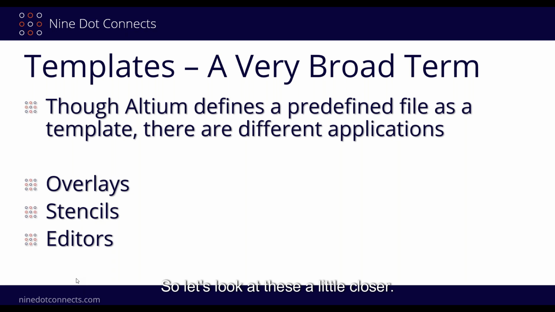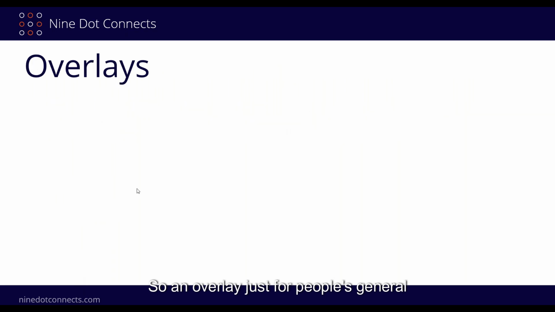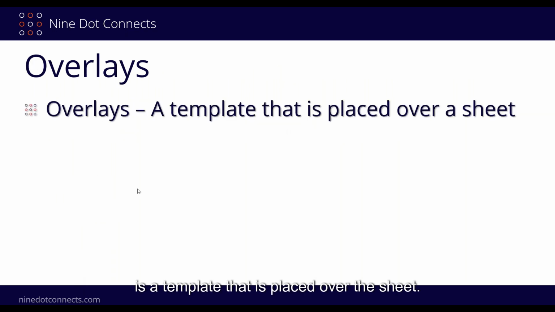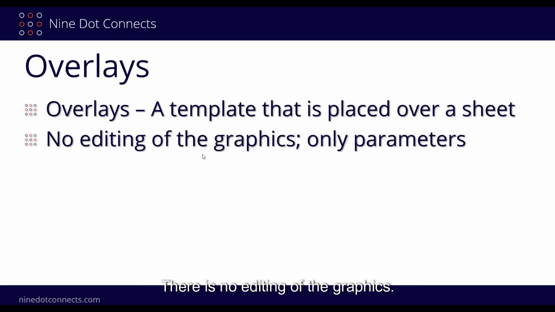So let's look at these a little closer. An overlay, just for people's general knowledge, is a template that is placed over the sheet. So an SCH.dot file is an example of that. There is no editing of the graphics. So once you place it on the sheet, you cannot move the graphics around. You can change the parameters, but those are normally changed in either the document itself or in the project level parameters. Okay, so that's the only thing that you can change there.